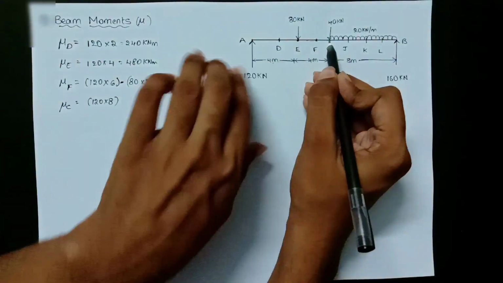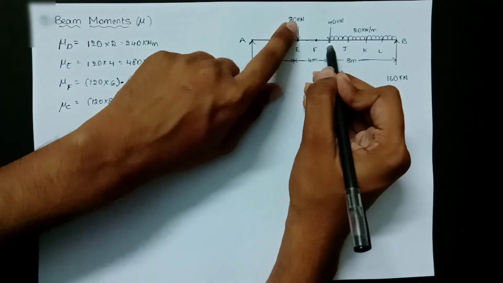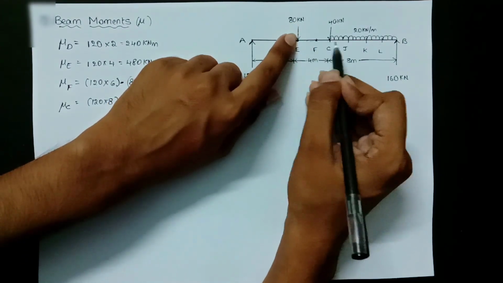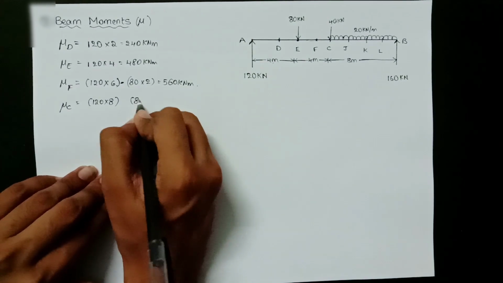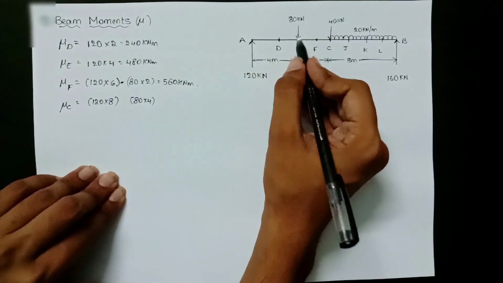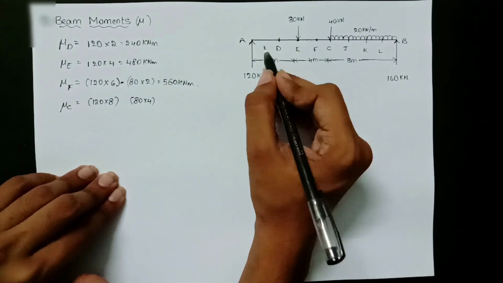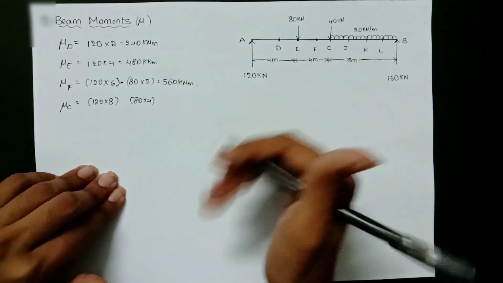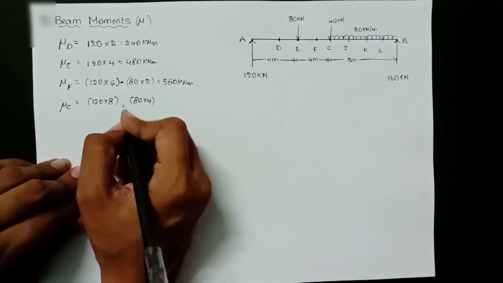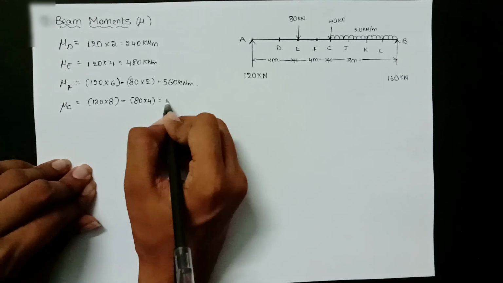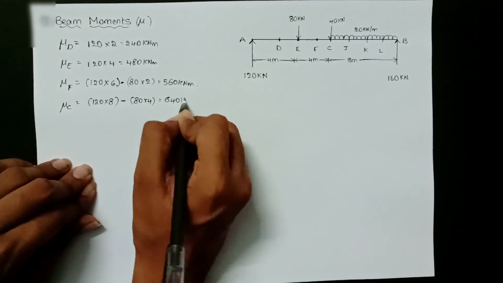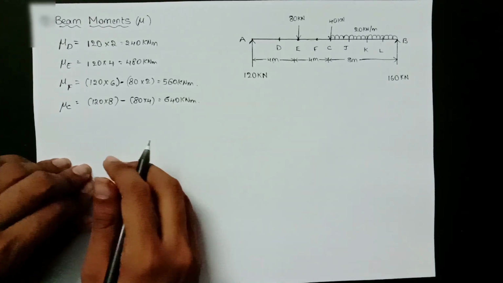Again, if we consider towards the left side, there is also a load. So 80 into this perpendicular distance, which is 4. 80 into 4. This load is moving in the downward direction. It is making the beam bend in the downward direction. That means hogging moment, so negative. The moment is 640 kilonewton meter.